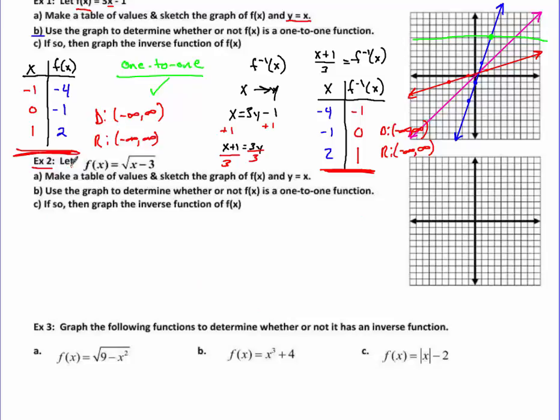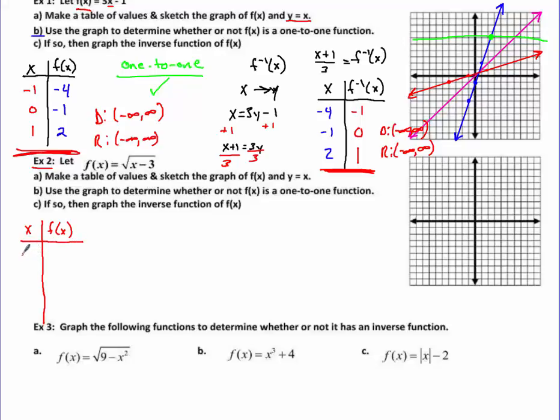So now we're on to example 2. Let f of x equal square root of x minus 3. So we're going to make a table of values and sketch the graph of f of x and y equals x. So let's start with x and f of x. Make our table of values.